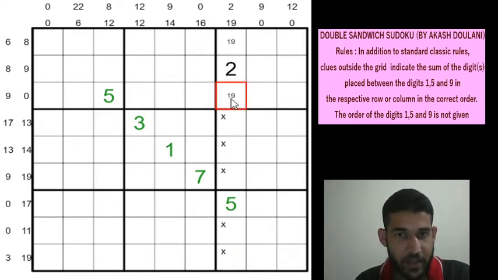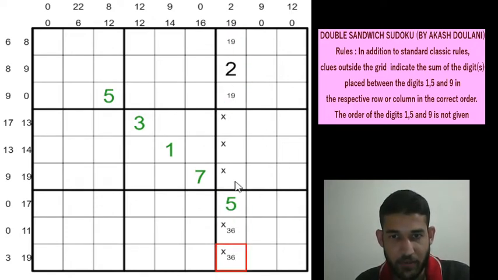Now 1 and 8 is not possible for the 9. 2 and 7 is again not possible for the 9. 4 and 5 is not possible for the 9. So this is going to be a 3, 6 in some order. Now 1, 2, 9, 3, 5, 6 have been marked. So this will be 4, 7, 8, and this is going to be a 4, 7 or 8.